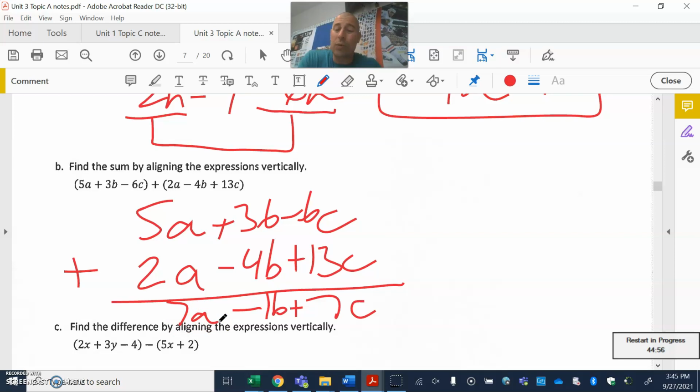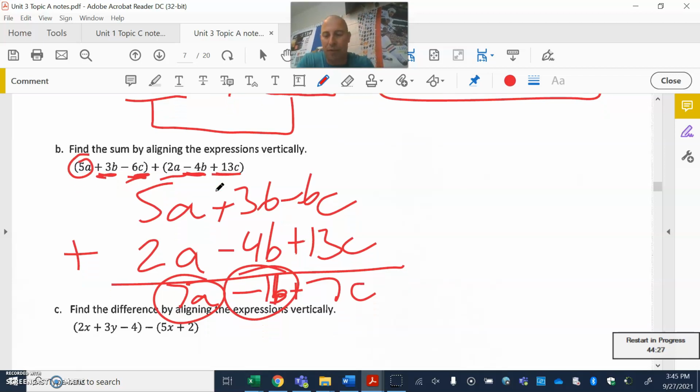But honestly, we want you to get used to just going, hey, 5a and the 2a, 7a. 3b combined with a negative 4b, negative 1b. There you are. Negative 6c combined with the 13c. Hey, there's your 7c. So, again, we'd rather you do that, but I think it's good to see where it's coming from.